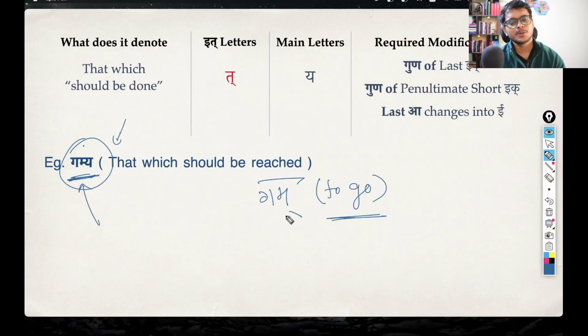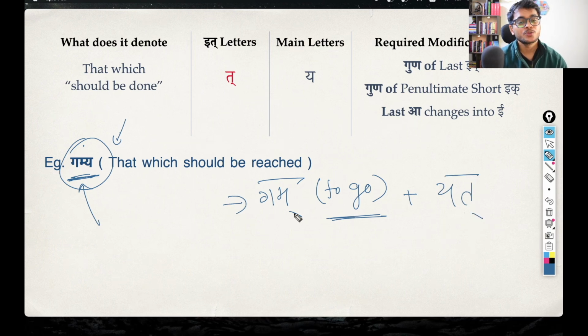Okay. So gamya, coming from gam dhatu. Again we know we are going to modify this using yat pratyay. And by the way, also take notice why we are using yat pratyay with this gam dhatu. Because this gam dhatu is ending with a letter that belongs to pa varga: pa, pha, ba, bha, ma. So it is ending with a pa varga letter.